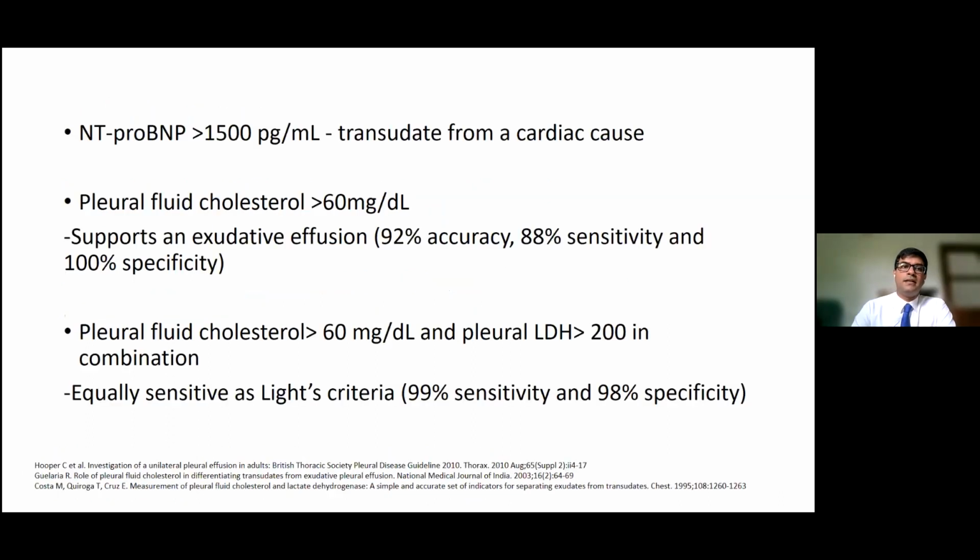The pleural fluid pro-BNP level of more than 1,500 picograms per milliliter has been seen in transudative effusions due to cardiac origin. However, it's not widely available. Pleural fluid cholesterol of more than 60 milligrams per deciliter supports an exudative effusion with a 92% accuracy. However, pleural fluid cholesterol of more than 60 in combination with pleural fluid LDH more than 200 will offer equal sensitivity as Light's criteria, with 99% sensitivity and a 98% specificity.